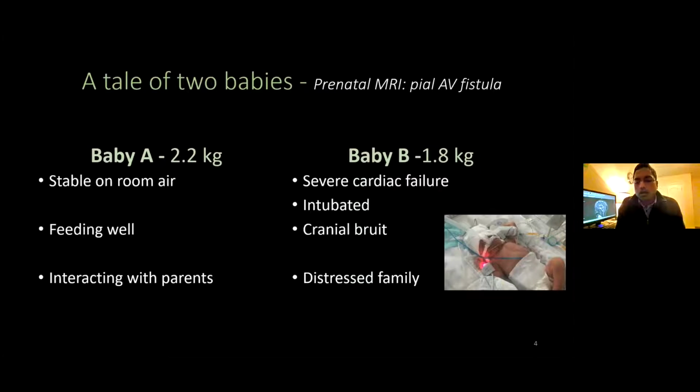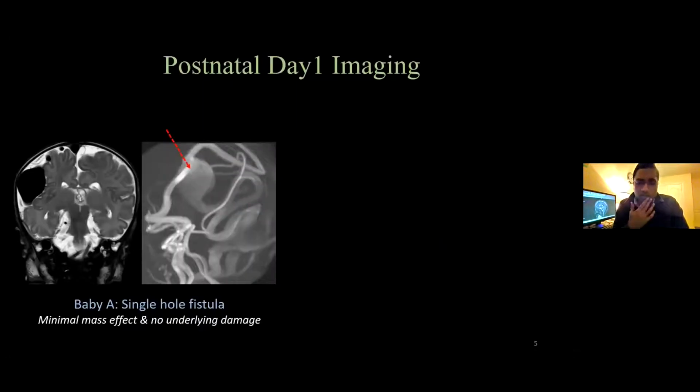The first baby was doing extremely well, was breathing in room air, feeding well, and interacting with his parents. And the second baby also around 1.8 kilograms, having the same diagnosis of a PL AV fistula, but was in severe cardiac failure. We could actually hear a cranial bruit on the skull. And the family was obviously very distressed because they don't understand why this child having the same diagnosis as the other child, but is doing so badly. Is there some management failure? But it is important to understand the pathophysiology of these conditions.